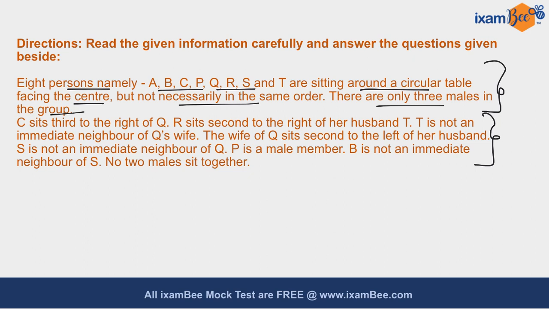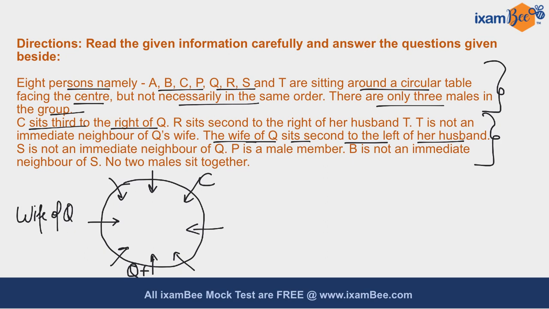Now it is given to you that C sits third to the right of Q, and you also know that the wife of Q sits second to the left of her husband. That clearly means that Q is a male member. So basis on these two directions, we can have the following diagram, wherein I have placed Q over here, which is a male member, and you know that C sits third to the right of Q, and this is the position of wife of Q.